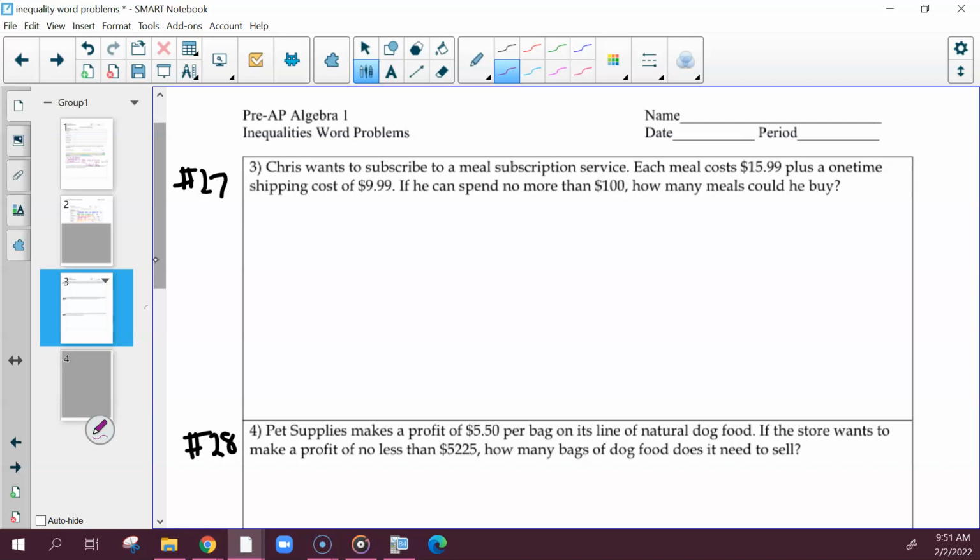Chris wants to subscribe to a meal subscription service. Each meal costs $15.99 plus a one-time shipping cost of $9.99. If he can spend no more than $100, how many meals can he buy? So important things. Each meal costs $15.99. Look for those words, each, per. Those are going to be your multiplying things. One-time shipping costs $9.99. No more than $100. And we're looking for meals he can buy. So number of meals he can buy would be our variable. We call it M.